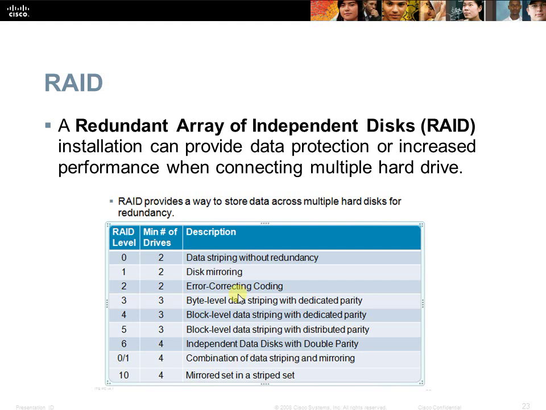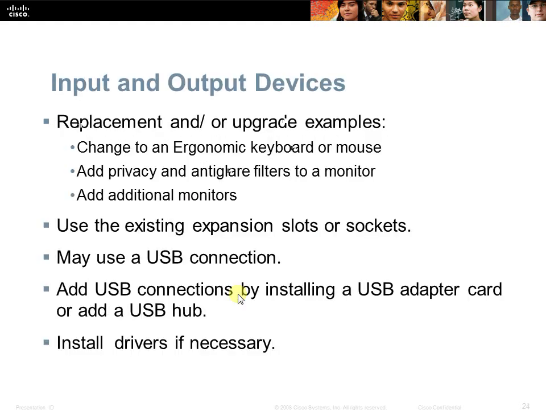We also have RAID, redundant array of independent disks. When we do this type of installation, it can provide data protection and increase performance when connecting multiple hard drives. So the RAID level and the number of drives for the RAID will allow us to do certain things, error checking, disk mirroring. Depending on your customer's needs, you might need to set up a RAID type of system. Remember to look into this further and read the information in the chapter readings.